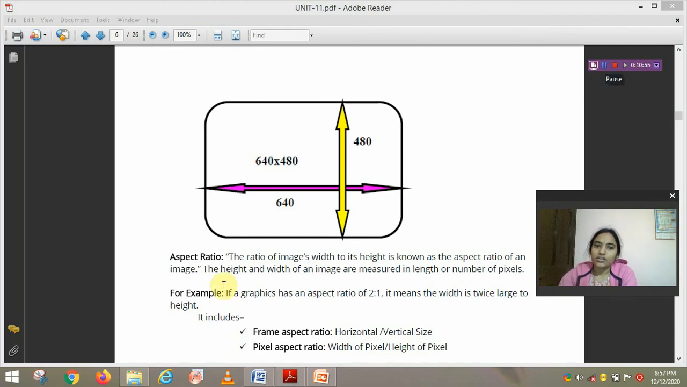Aspect ratio. The ratio of image width to its height is known as the aspect ratio of an image. The width and height of an image is measured in length or number of pixels. That means how many pixels, and how much length the height and width of an image have, is known as the aspect ratio of the image.